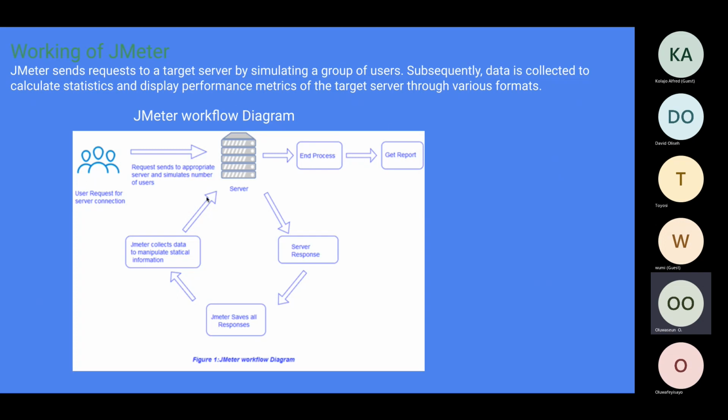JMeter workflow diagram. First thing is the user requests a server connection, the request is sent to the appropriate server, and the number of users is simulated. From there, we get the server response. JMeter saves all responses. JMeter collects data to manipulate statistical information, and then we end the process, and there's a report that is actually printed out.